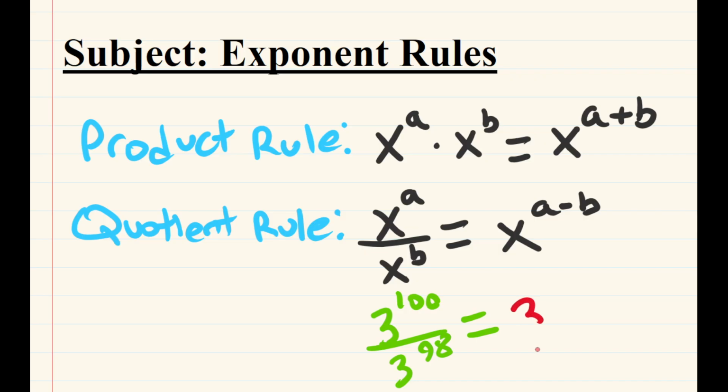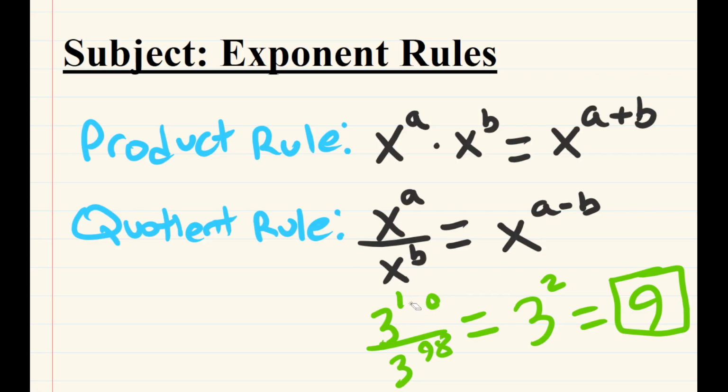This is the same as 3 to the power of 100 minus 98. And what is 100 minus 98? That's 2. So this comes out to 3 to the power of 2, which is just 9. There we go, we solved this. 3 to the power of 100 divided by 3 to the power of 98 equals 9, and we solved it using the quotient rule. So that's how we apply the quotient rule.